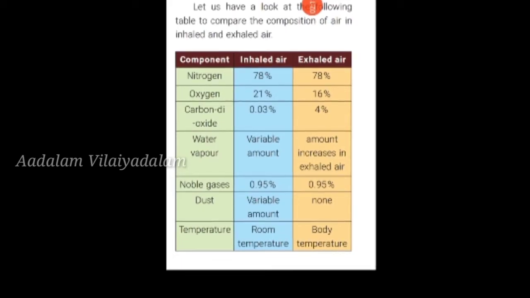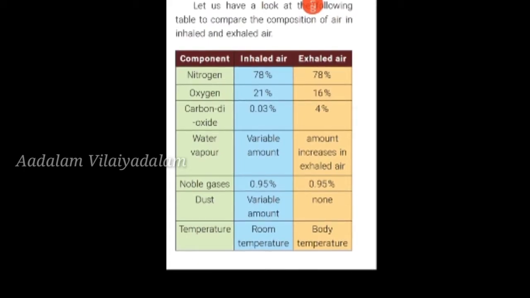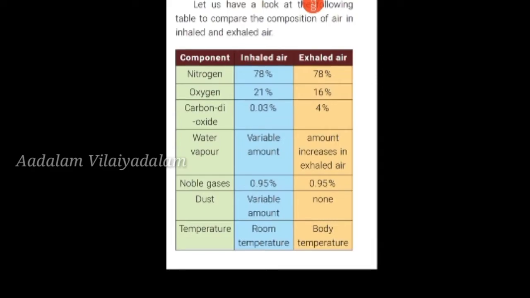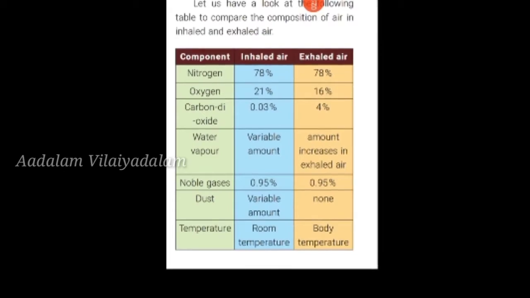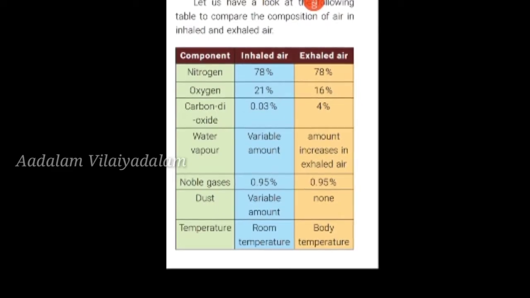So temperature: inhaled air is at room temperature, exhaled air is at body temperature. What do we observe in the tabular column? Inhaled air contains more oxygen, while exhaled air contains more carbon dioxide. This is only observed in the tabular column.